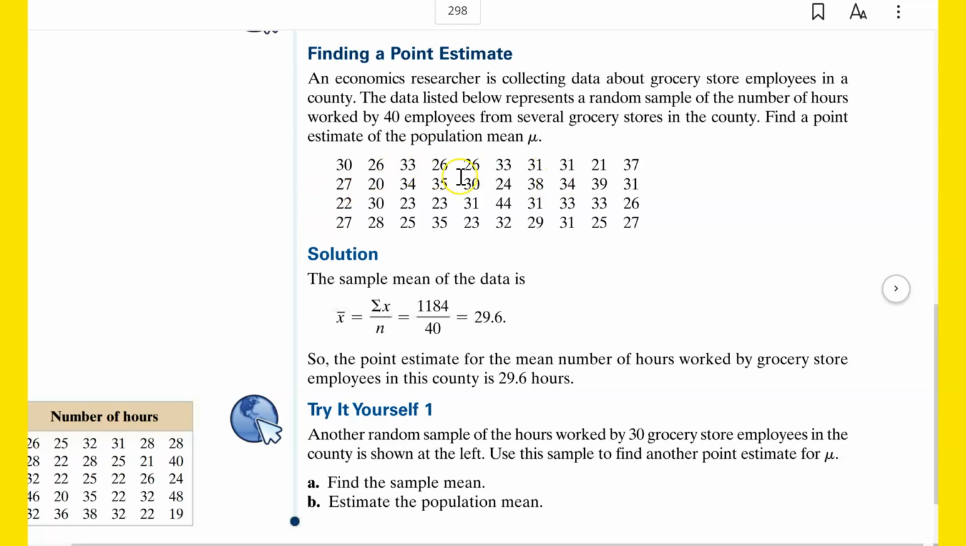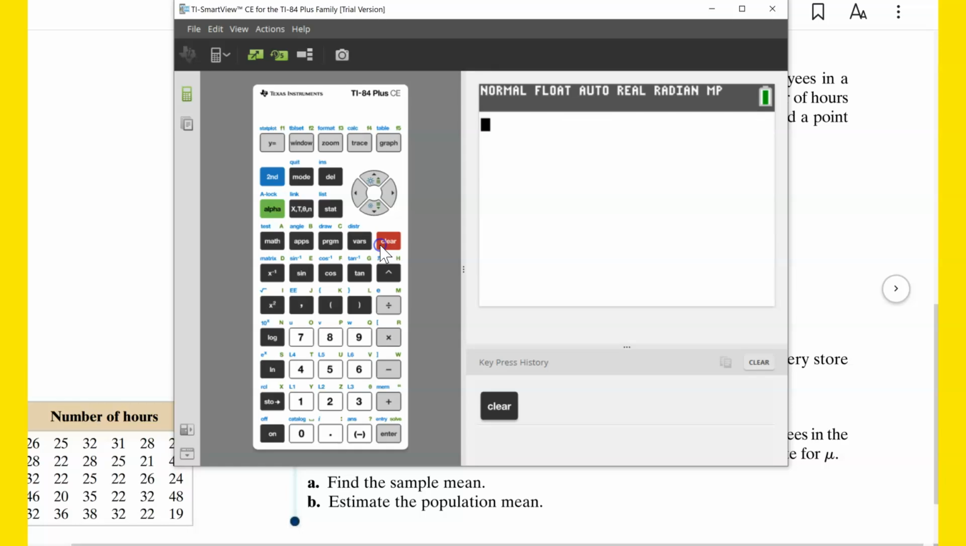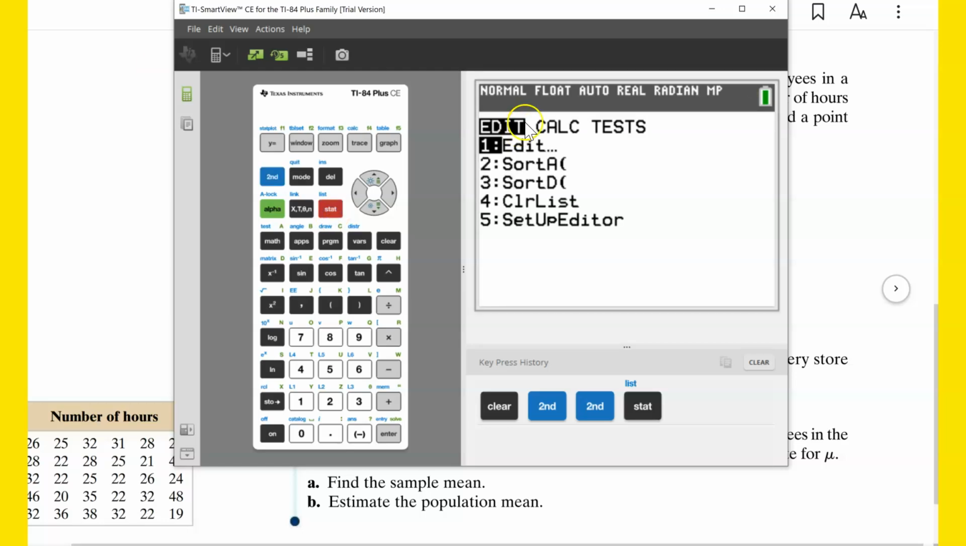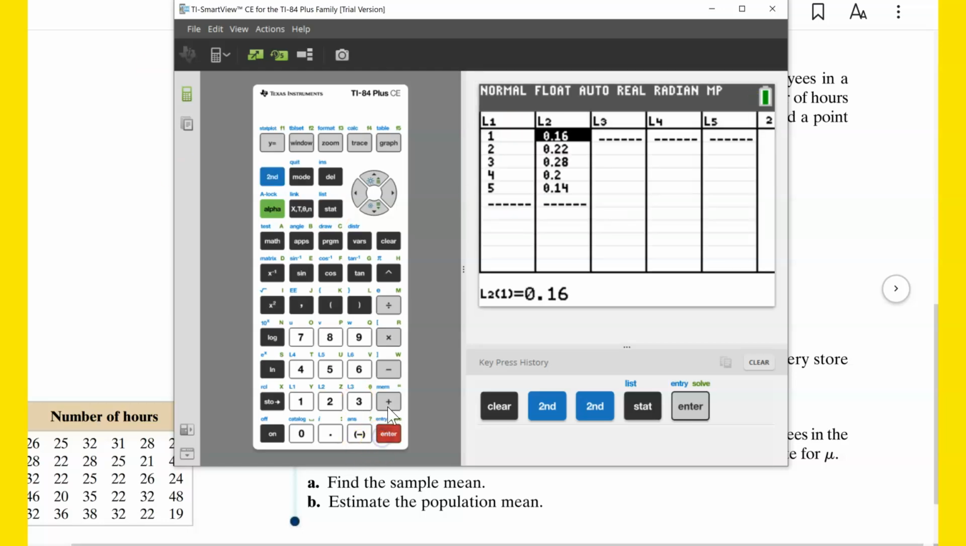And probably what I would suggest is that you would type all of these into the calculator into the list, L1. I'll just try to show you that, a reminder of how to do that. You just go to stat. Just hit stat, and you click edit, and that allows you to edit a list.